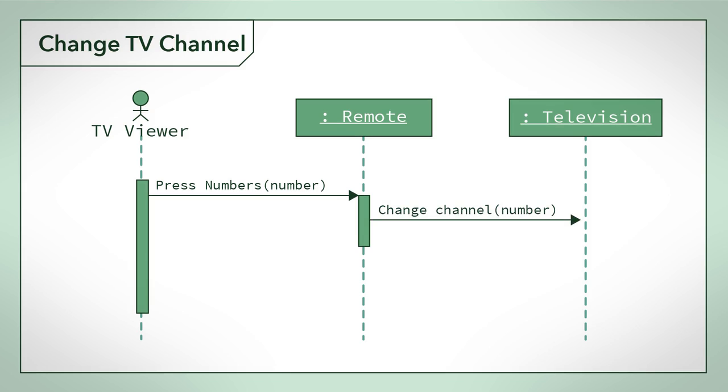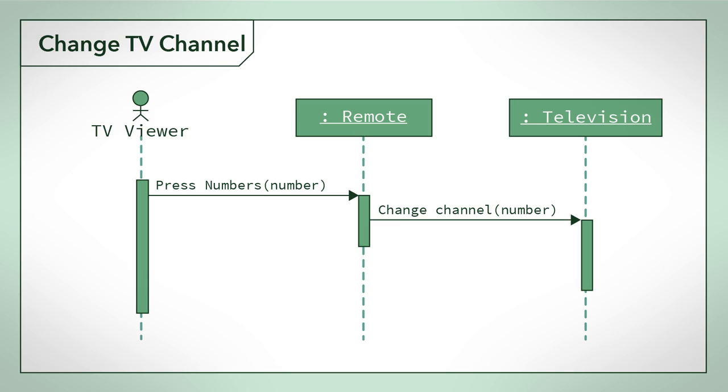The remote then sends a new message to the television to change the channel to number. We denote this on the diagram with another solid line arrow labeled Change Channel, Number. This also activates the television object, so I will add a small rectangle to the television's lifeline.